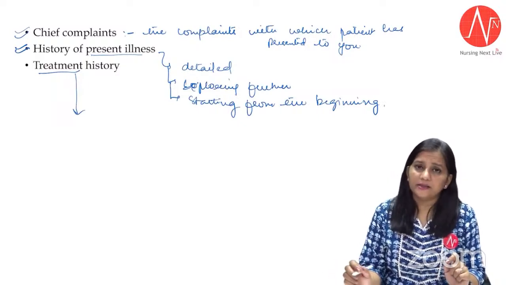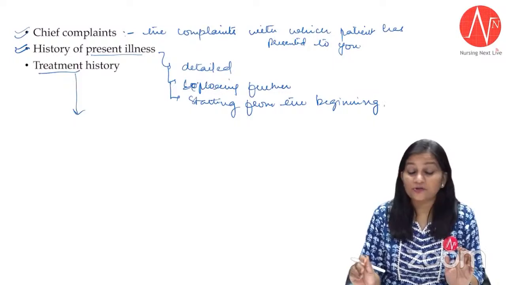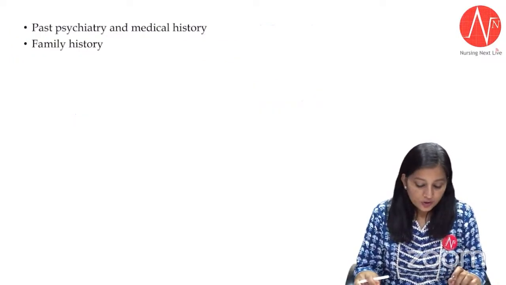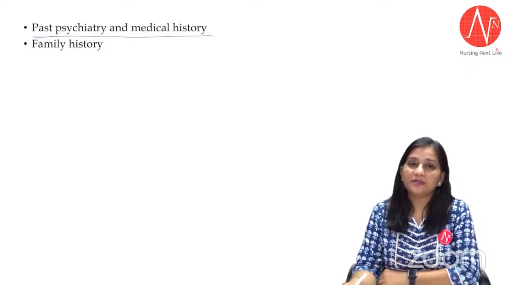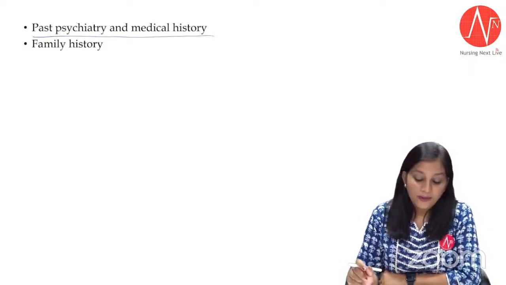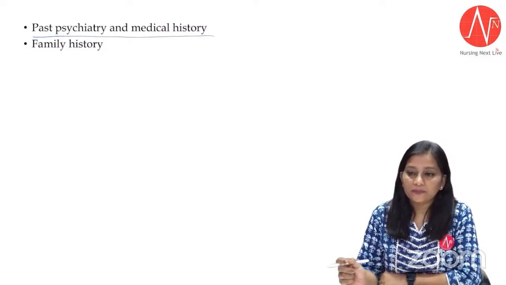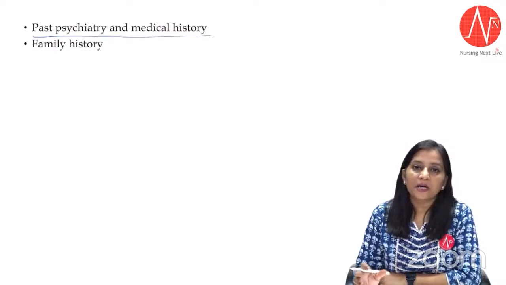So all those come under history of treatment. Then we talk about past history, past psychiatric and medical history. In this we collect past history. In past medical history, we will collect whether the patient had any kind of physical illness in the past, or any kind of surgery in the past.